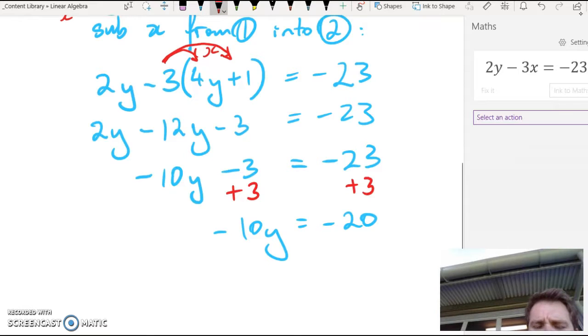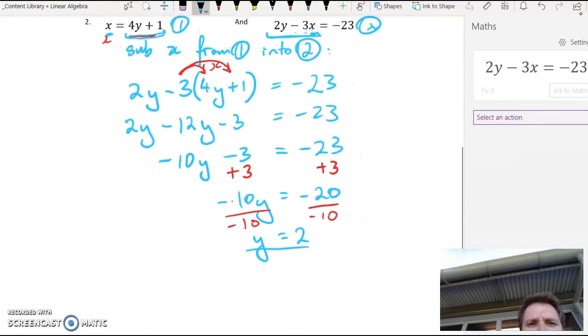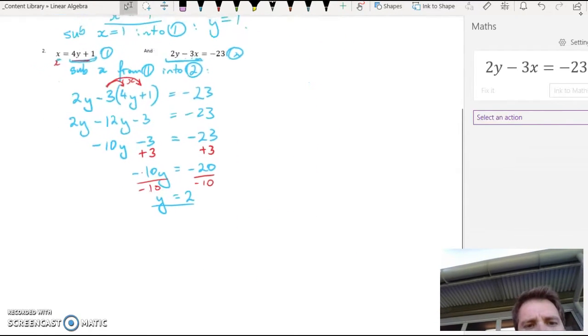We solve it by getting rid of the times negative 10 by dividing both sides by negative 10. That cancels the negatives and the 10s out and leaves us with just y equal to, now a negative and a negative make a positive, 20 divided by 10 is 2. So y is equal to 2. We're not quite done though, because we need to solve for x and y.